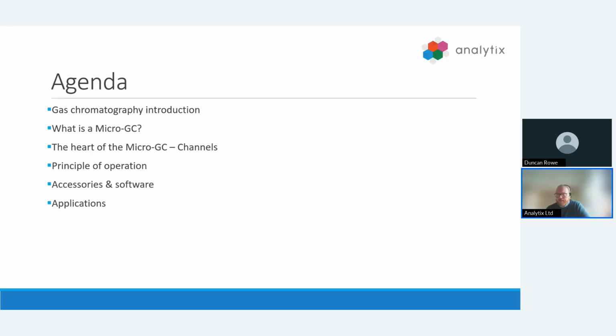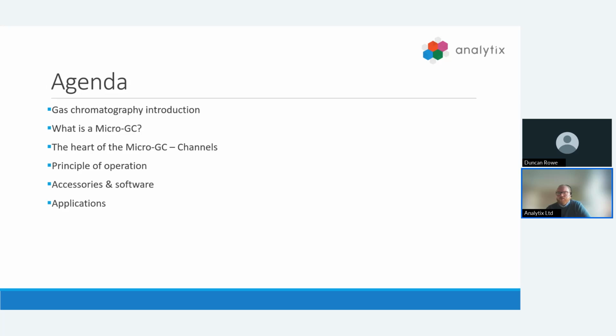So today's agenda, what we're going to do is a really top-level overview of gas chromatography as a technique, and then that will lead us nicely into what is a Micro GC. Then we're going to talk about channels, which are really at the heart of the Micro GC. Then we'll go through the principle of operation of the system, and then some associated accessories and software, and then we'll finish on some real-world applications.